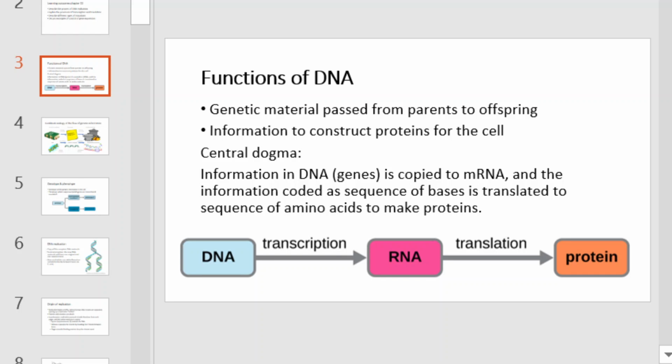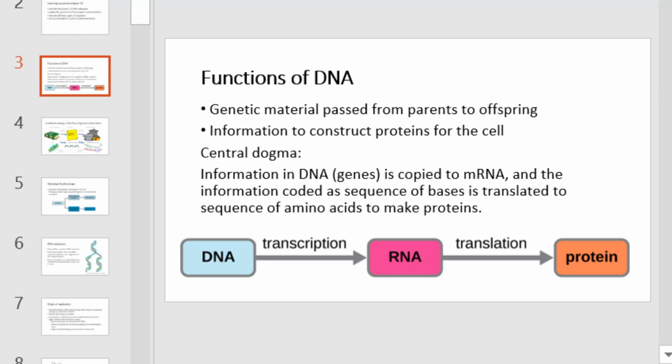DNA, in a previously mentioned video, was described as a polymer of nucleotides. The polymer of nucleotides contains a genetic code that is passed from parents to offspring. This genetic code ultimately provides cells with the information needed to construct all of the proteins for the cell.